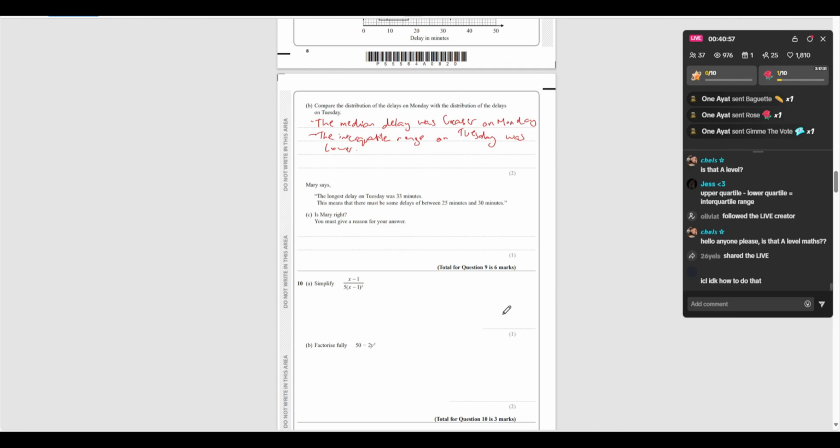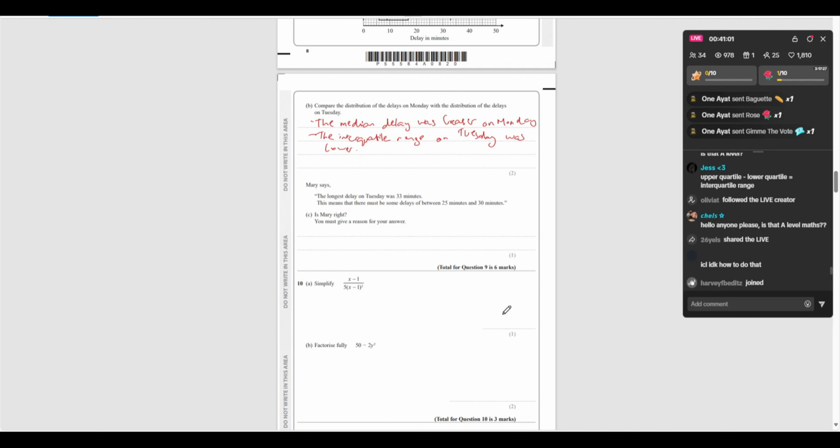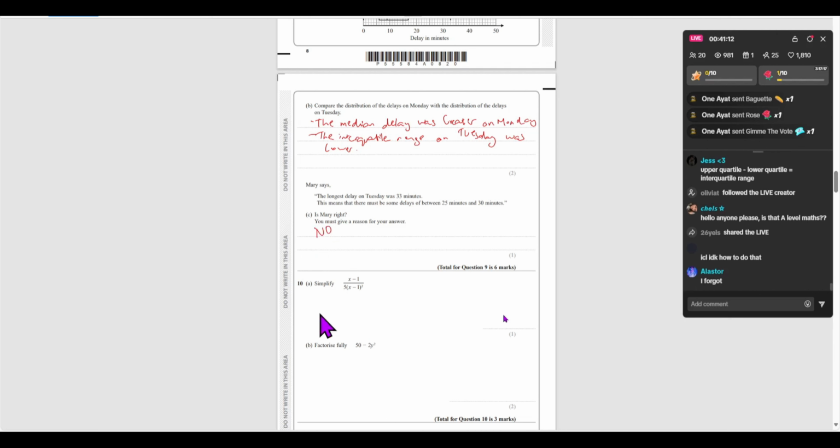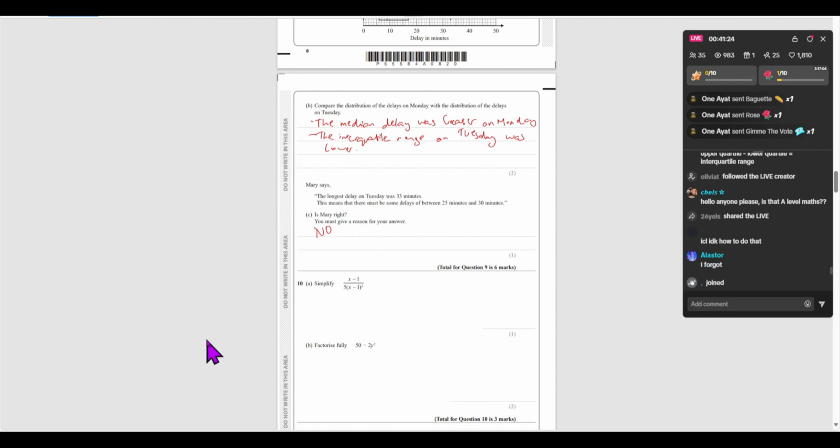Now, Mary says the longest delay on Tuesday was 33 minutes. This means that there must be some delays between 25 minutes and 30 minutes. So is Mary correct? So Mary is not correct, obviously. Now, I'm not going to write a reason for this, as my handwriting gets a bit bad, as you can see. So I hope you guys know the reason.